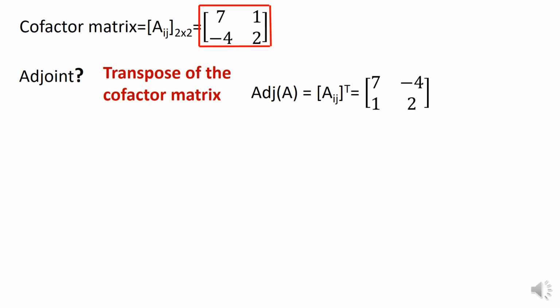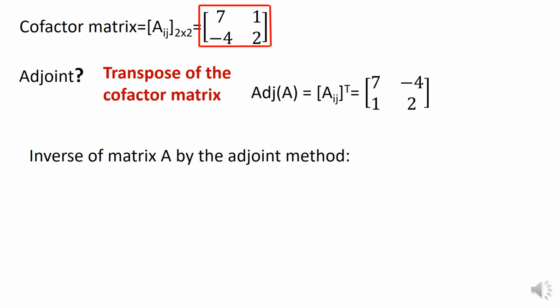Thus we get adjoint of A, which is written as adj A, is equal to the transpose of the cofactor matrix. We have interchanged the rows and columns in the cofactor matrix, as you can see, to find the adjoint. That is, 7 1, which was a row, has become a column in the adjoint. Similarly, minus 4 and 2 also has become a column over here. Thus we find the adjoint of matrix A.